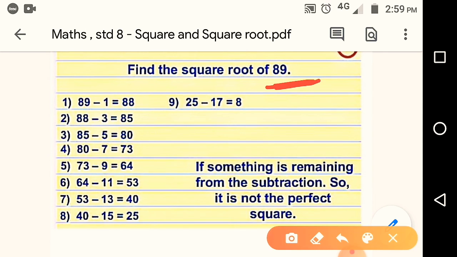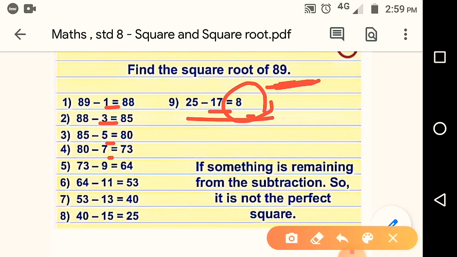Again we will go on subtracting the odd numbers. 89 minus 1, then 3, then 5. So at the end we are not getting 0. Now we have got 8. See, in the last step we have got 8. And the next odd number after 17 is 19. So if I do 8 minus 19, I will get a negative number. So I am not getting 0 at the last step.